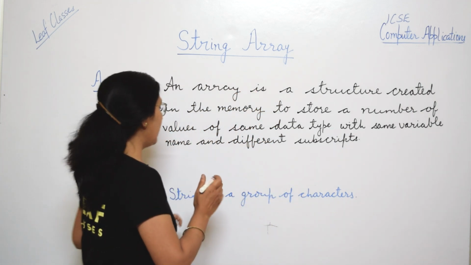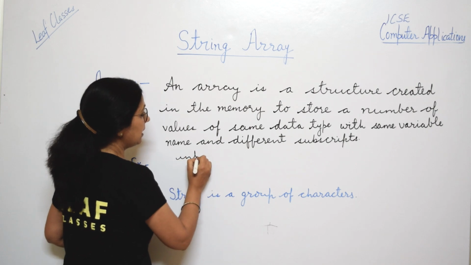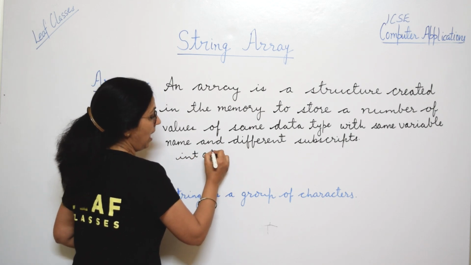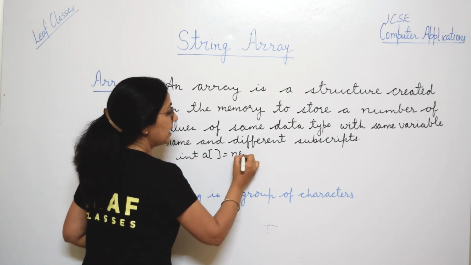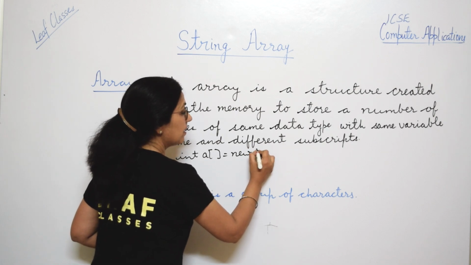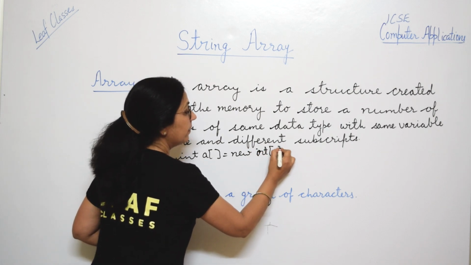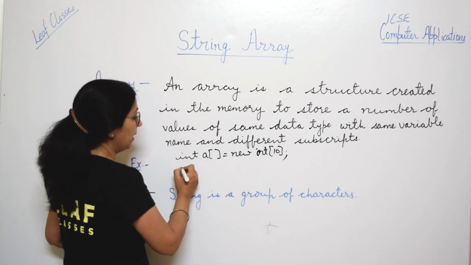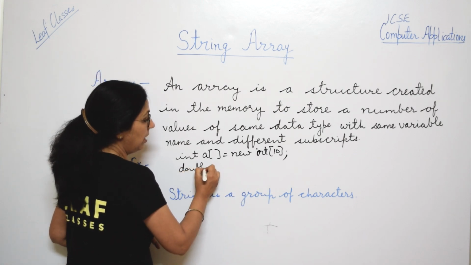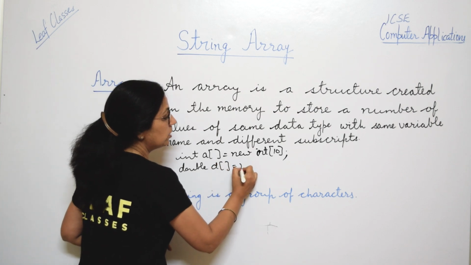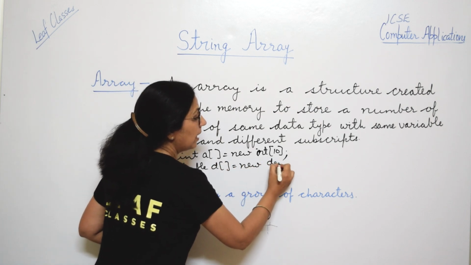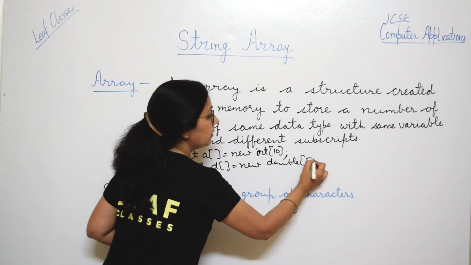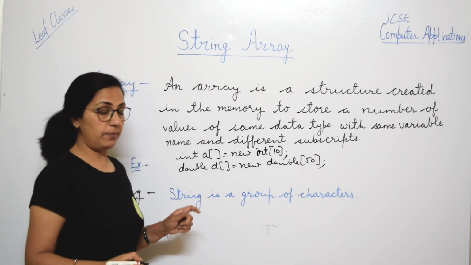Now let me give you one example. Say int a, and if I declare this array of size 10, then this will store 10 int type values. If I take double d equals new double 50, it will store 50 double type values.